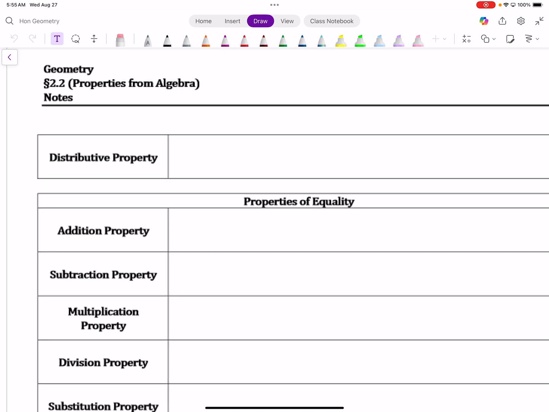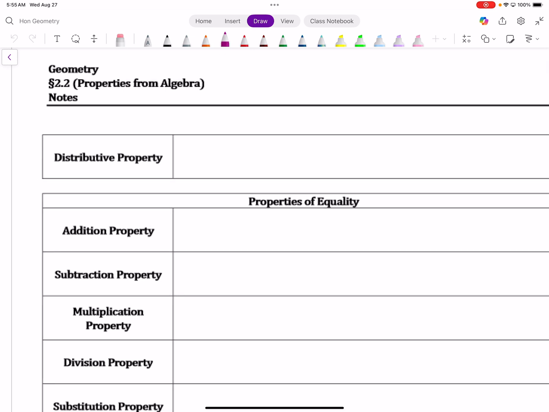Distributive property. If A times the quantity B plus C is sitting there, you can make that AB plus AC. Yes, I know you know that.